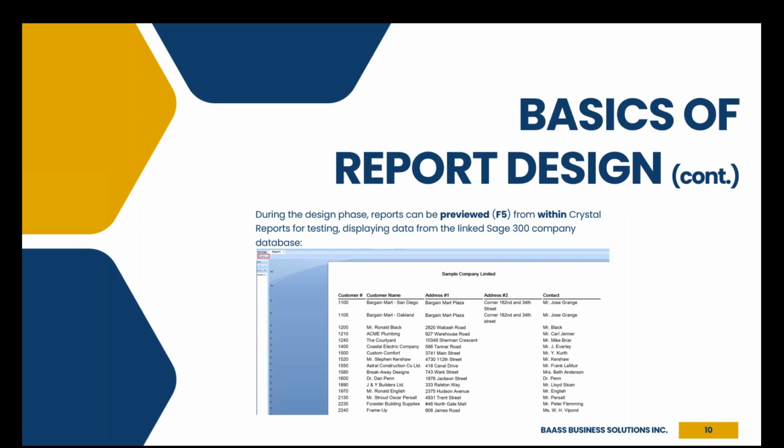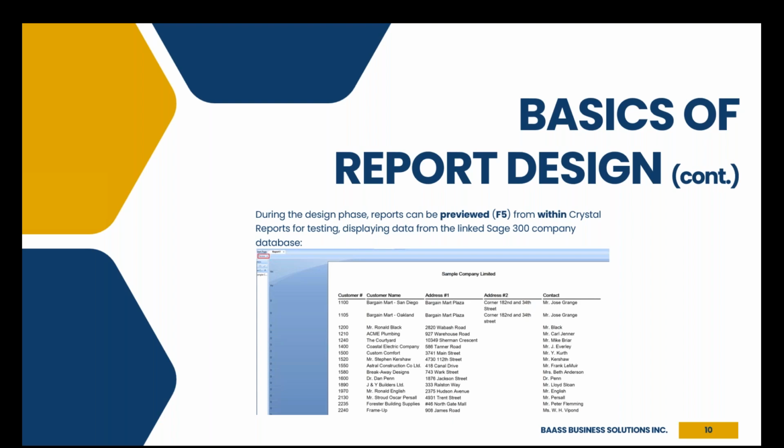So again, my report here is attached to Sample Company Limited, and within a quick few seconds of designing, dropping 5 or 6 fields in the report and hitting F5, I can see what my report's going to look like for when I do go to send it to Sage 300. Again, this is a very basic report example, just due to the time constraints we have today, just to show you what's available and how quickly you can develop reports.